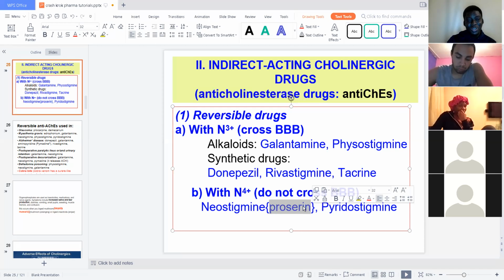This is very important. There are questions on this every year in KROK. So I want you to take note of this drug, neostigmine and proserine. Just remember that the indirect acting cholinergic drugs end with MINE. So the mines prevent the breakdown of acetylcholine by inhibiting acetylcholinesterase.